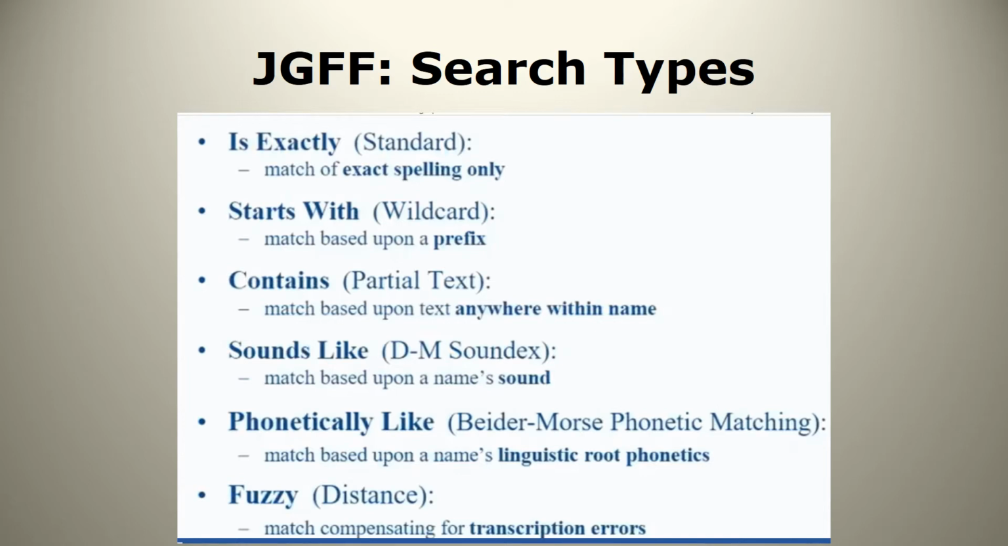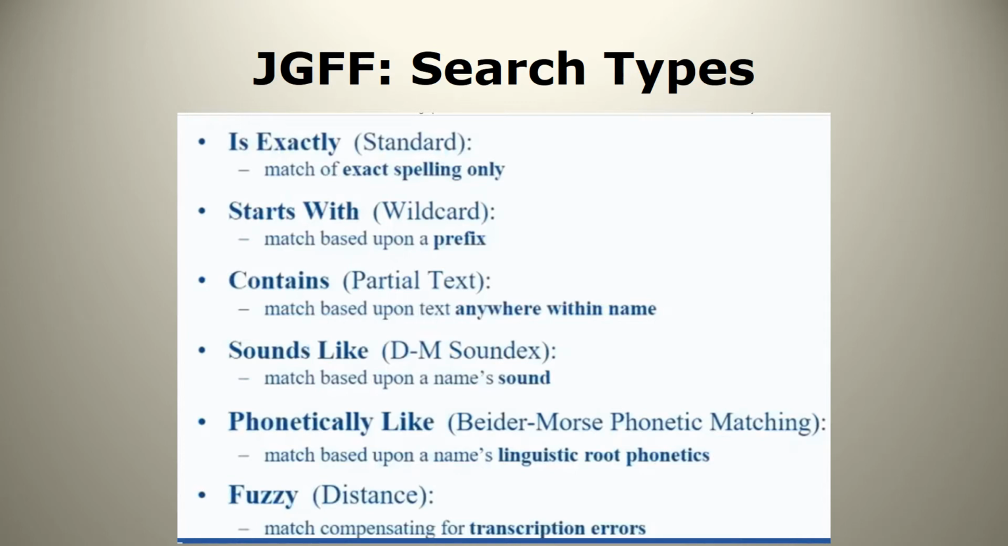Contains is one often overlooked, but sometimes if you can find 3 or 4 letters in the middle of a surname or town you're sure about, it's a good way to look up your town. Sounds like: the Eastern European Daitch-Mokotoff Soundex, based on how a name sounds, not in English, but in Eastern European languages. And the new phonetically like, which is based on the root, the phonetics. And that's our default, by the way.